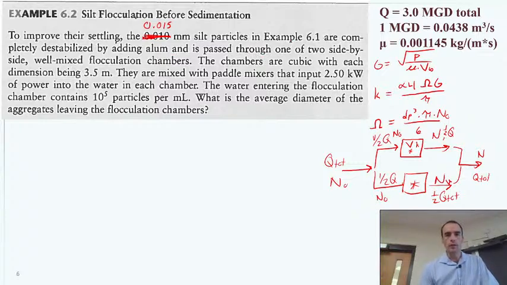This one said that the particles in example 1, which was 3 cubic meters or 3 million gallons per day, is passed through one of two side-by-side well-mixed chambers. So it's a little vague. I'm going to ask you to treat it as if we're splitting the flow in half there.